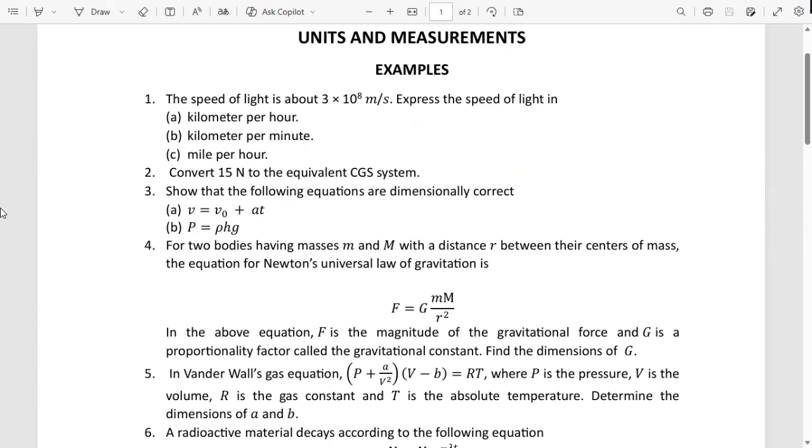So our job is to prove that these equations are dimensionally correct. They are dimensionally consistent. And what do they mean when they say they are dimensionally correct? That means the equations must have the same dimensions. The right-hand side of your equation must have the same dimensions as the left-hand side. That means your equation is dimensionally correct.